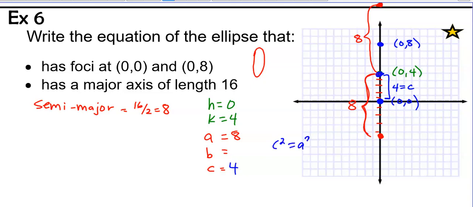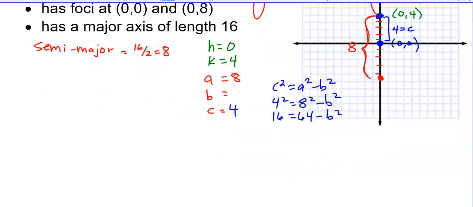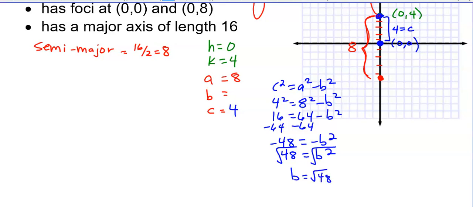We can use our c squared equals a squared minus b squared, substitute our stuff in. So 4 squared equals, we have a squared is 8 squared minus our unknown b squared. So 16 equals 64 minus b squared. Subtract 64 from both sides, and we get negative 48 is negative b squared. Just multiply them both by negative 1, or divide them both by negative 1, make them both positive, whatever you want to do there. And then we can take the square roots of both sides. So b is equal to the square root of 48.